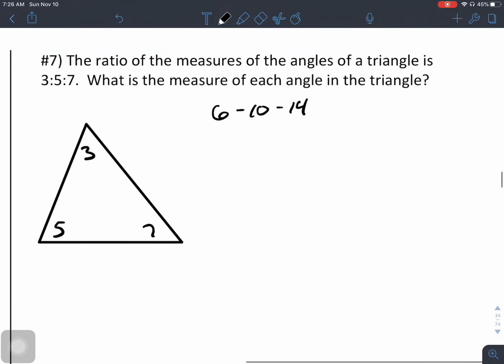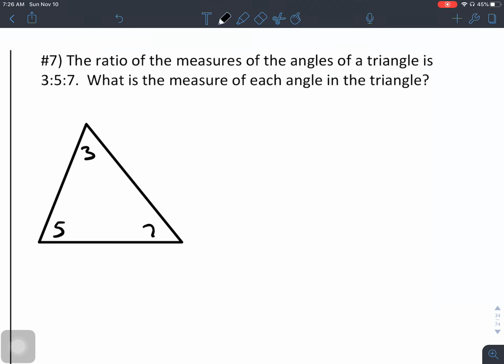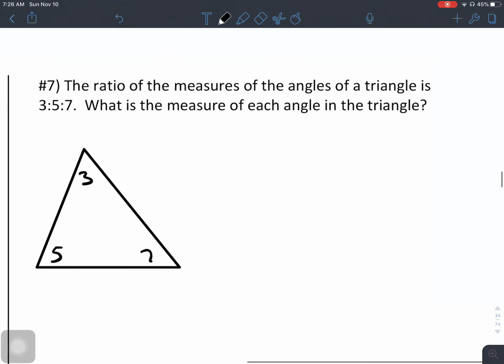What if it's triple it? If it's triple the original numbers, it's 9 and 15 and 21. Doesn't have the 180 either. Here's what we do know, though. Point I'm trying to make. If we take some number, x, and multiply it by 3, 5, and 7, that number would be the missing number that we need here to tell us how much bigger these numbers need to be. It's called a scale factor. We will learn about that in depth as we continue.